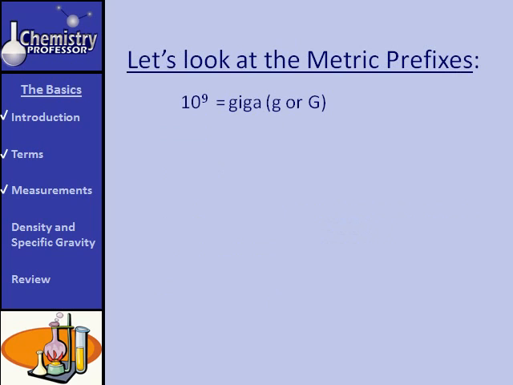10 to the 9th is giga. Now, we generally use a lowercase g, but you may see it as a capital G. And mega, 10 to the 6th, must be a capital M. Kilo, you may see it as a lowercase k, which I think is now becoming preferred, or you may see it as a capital K. The thing about it having a capital K is we don't want it to be confused with Kelvin, the temperature scale.